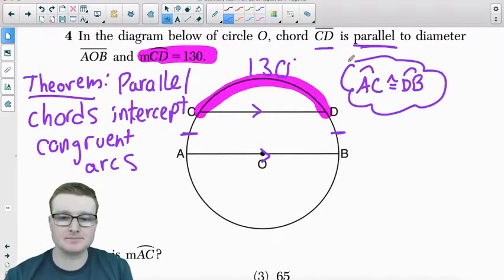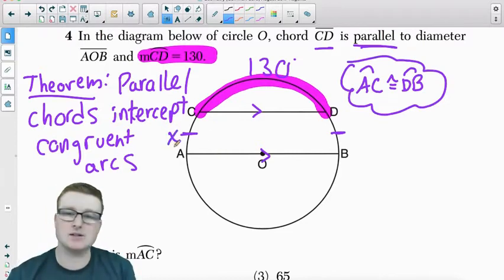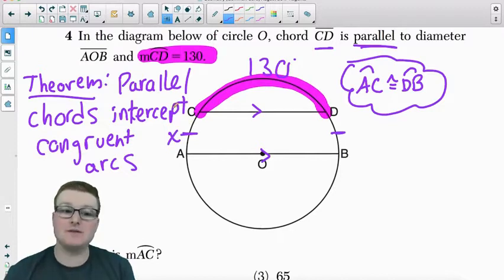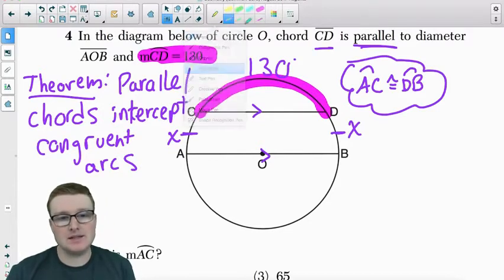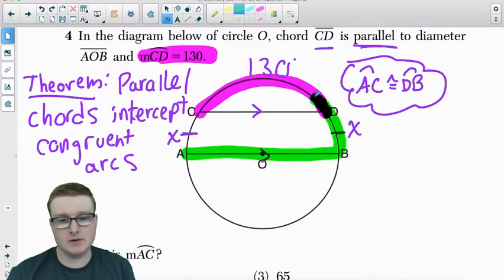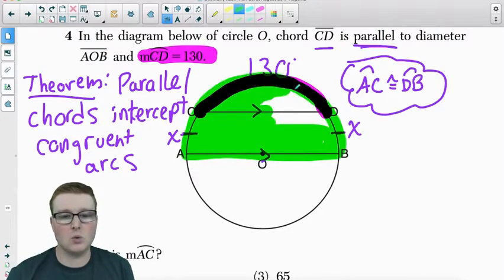That's important. Now, we're trying to find the measure of arc AC. So I'm going to call this X. But since these are congruent, if this is X, then I'm going to label DB as X. Well, why would I do that? I need to solve for one of those X's. But the problem here is we are given this. What is this, folks? What is that? That is a semicircle. And a semicircle is 180 degrees.